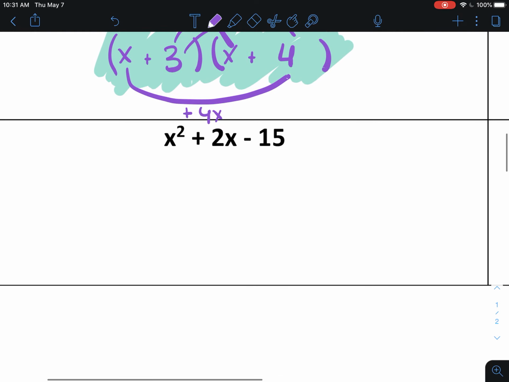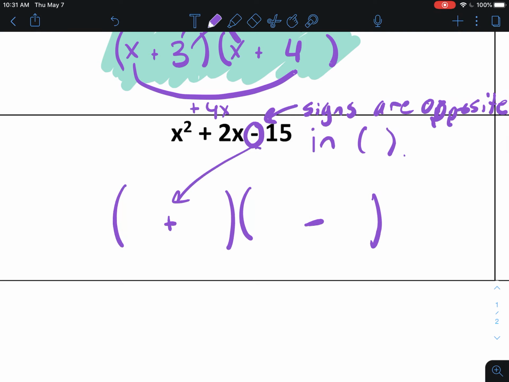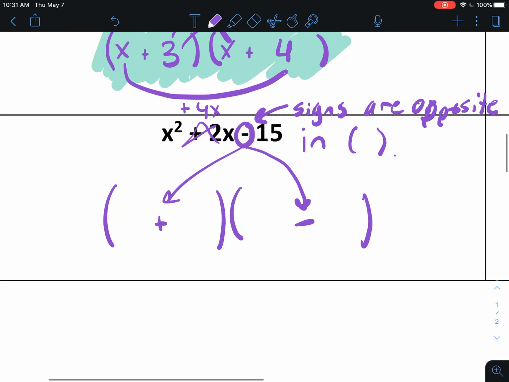All right, so now the signs are changing a little bit, so let's talk about what's happening when the signs change. Automatically, if it's ever negative at the end, it means signs are opposite in the parentheses. So that means one automatically has to be plus, the other automatically has to be a minus. Okay, and that's because of this negative sign. This negative sign tells us plus and minus. So we don't even care about what the middle sign is yet. Okay, but we will in a second here.